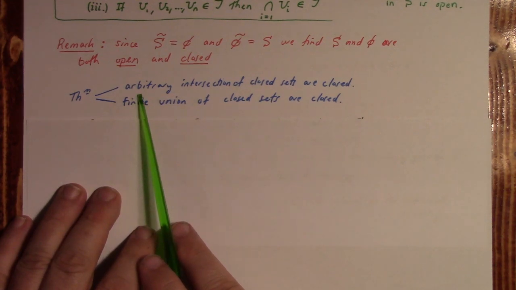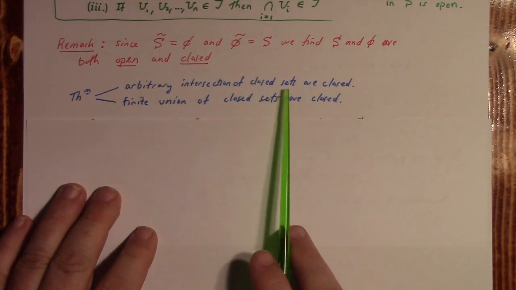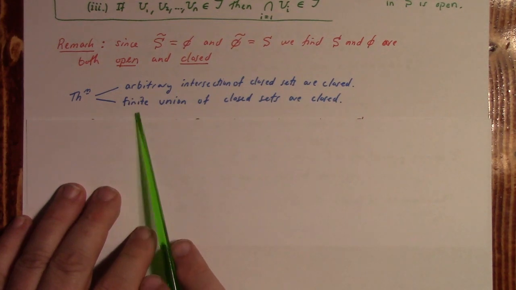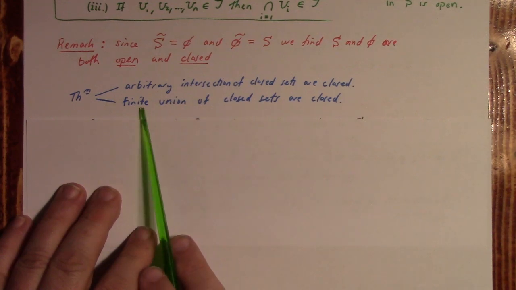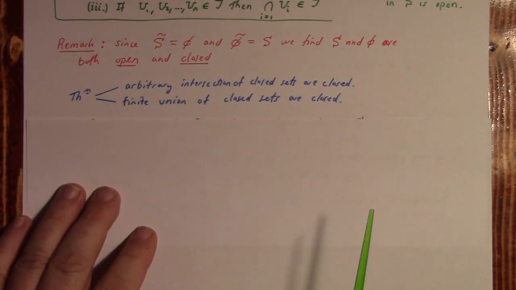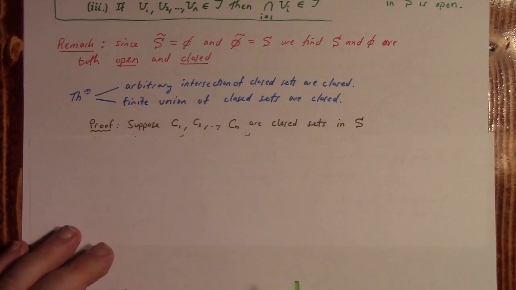Anyway, so if you have an arbitrary intersection of closed sets, it turns out they're closed. And the finite union of closed sets is closed. So I'll give you a little proof of the second assertion here. All right, here's how that goes.